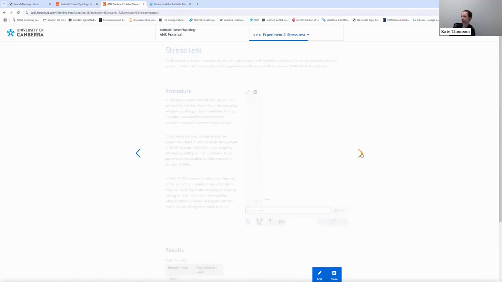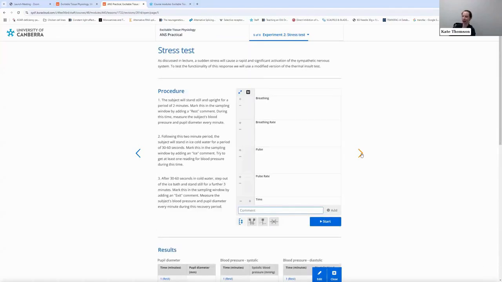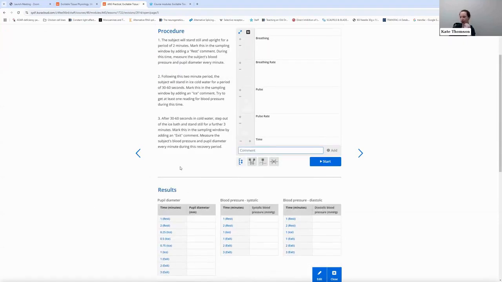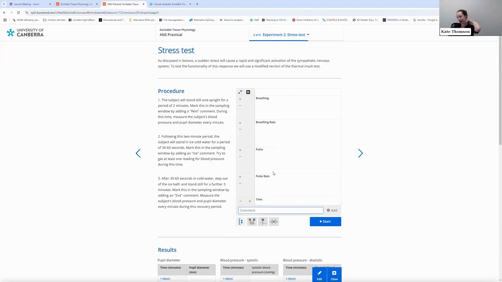What we then get them to do is a stress test where they set a baseline, then stand in an ice bath for a few minutes. Through the PowerLab, we're sampling breathing rate using the respiratory belt. We have pulse rate using the finger pulse transducer, and at the same time we're manually taking blood pressure and getting them to report all that in. It's a really nice way of showing those three measures working in synchrony and working together.